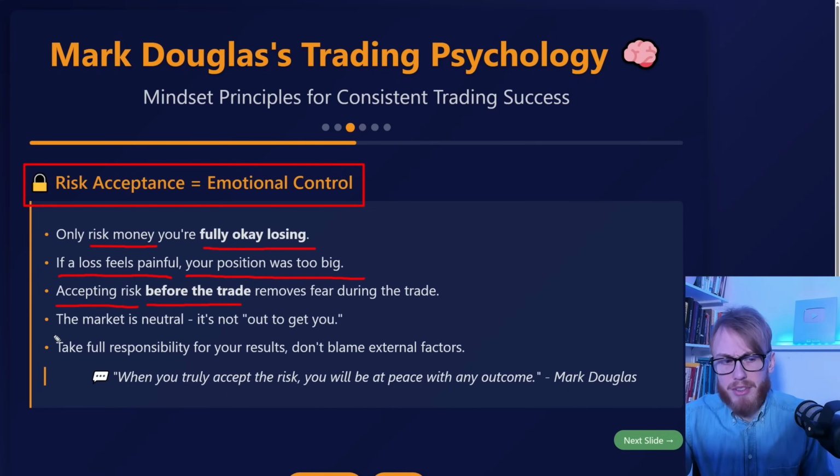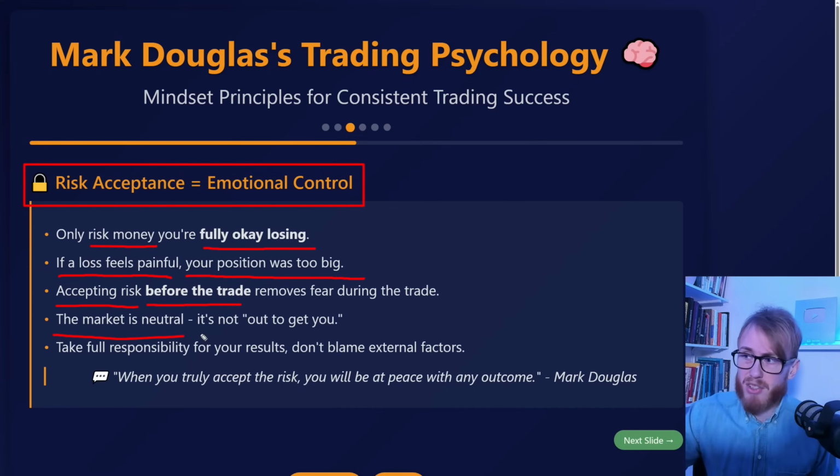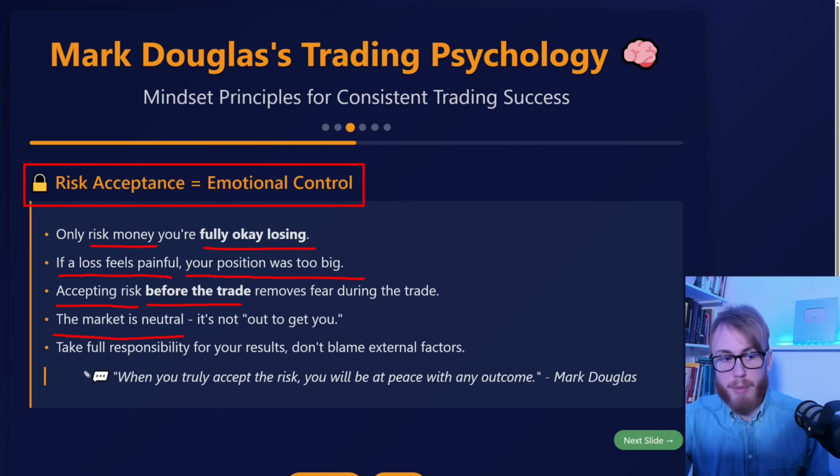Another very important thing to think is that the market is neutral. The market is not out to get you. The market is not evil. The market is not trying to fool you. The market is neutral, and we as traders can make money based on the market, or we can lose money. But thinking that the market is rigged will not be helpful.